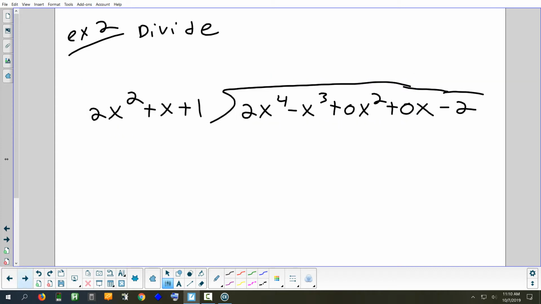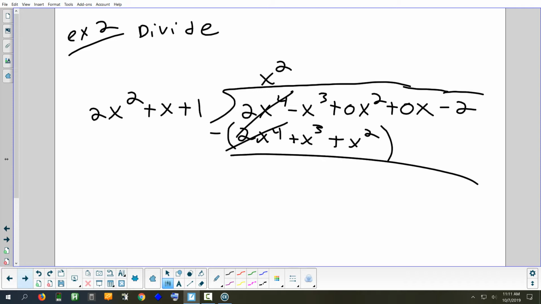We're going to get x squared. Multiply it back out. What's x squared times 2x squared? 2x to the 4th. X squared times x is positive x cubed. X squared times 1 is just x squared. What are we going to do with all that? We're going to subtract. So here 2x to the 4th is gone. Negative x cubed minus x cubed. Some people say negative positive, but not really. It's negative x cubed minus x cubed, so it's minus 2x cubed, and then 0 minus x squared. Bring down the next term.